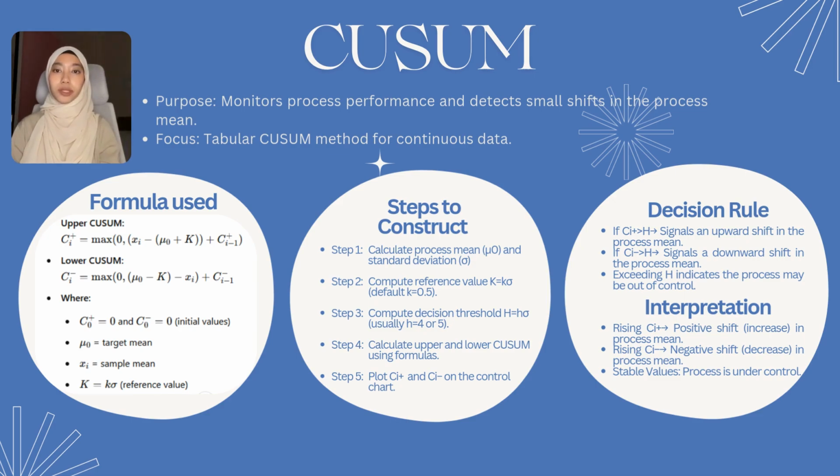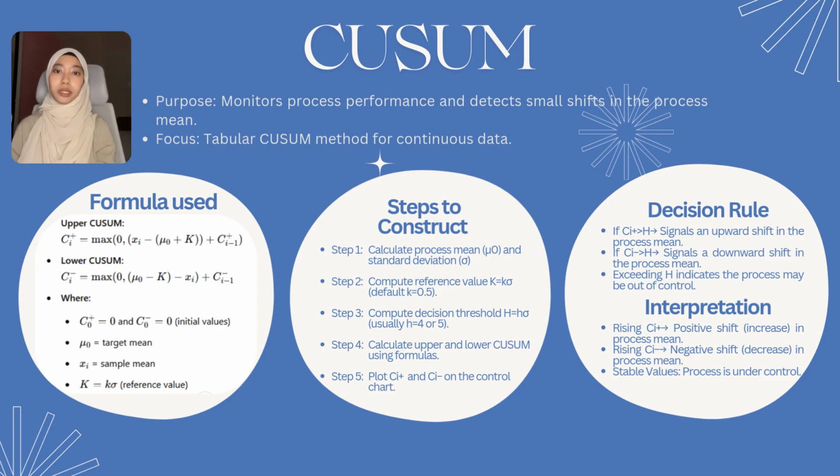Next, the steps to construct a CUSUM chart. So the first one is to calculate the process mean and standard deviation. Second, we compute the reference value K using K equals small k multiplied with the standard deviation, where small k is commonly set to 0.5. The third one is to determine the deviation threshold H using H equals small h multiplied with the standard deviation, where small h is often 4 or 5. Fourth, calculate the upper CUSUM and lower CUSUM using the formulas provided earlier. And the fifth is to plot the upper CUSUM and lower CUSUM values on a control chart to visualize process performance.